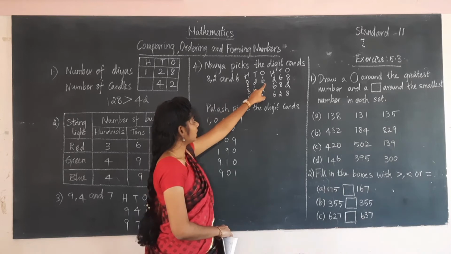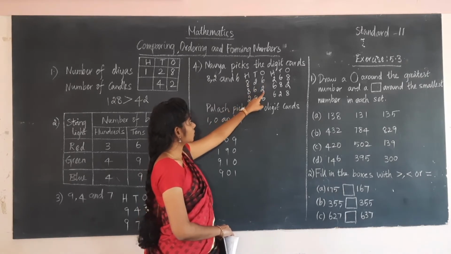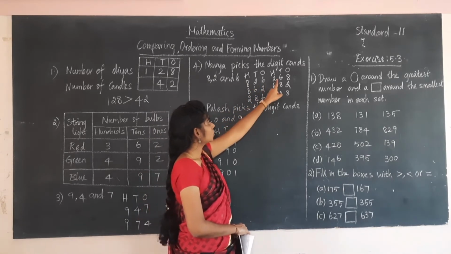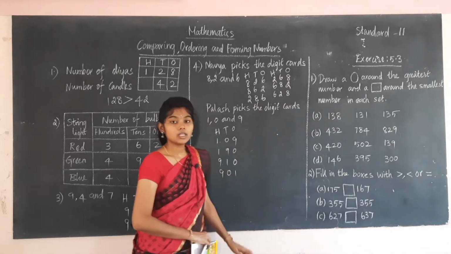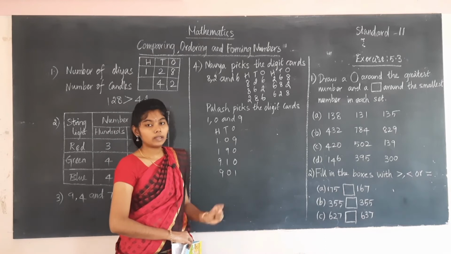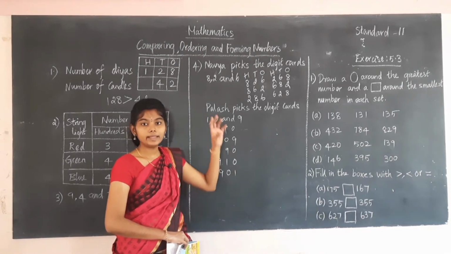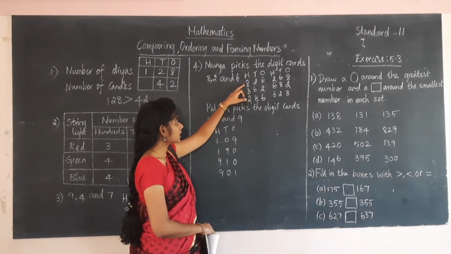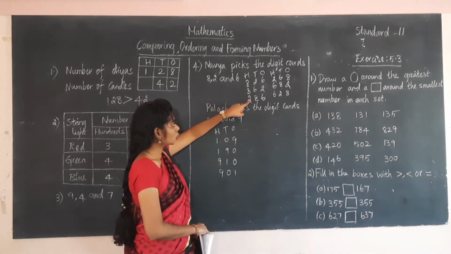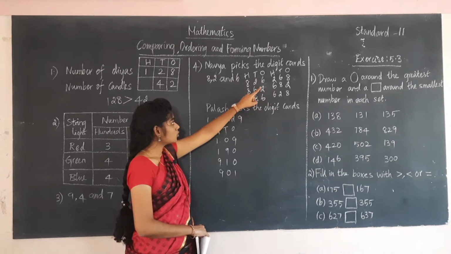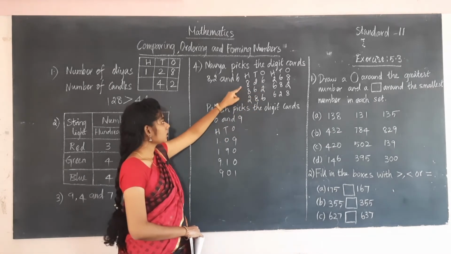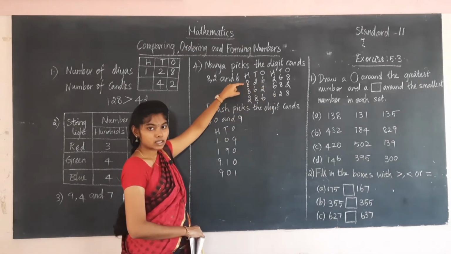So 826, and here 862, 286, 268, 682, 628. So first what we have to do, we have to compare the numbers. Where we have to compare? In the hundreds place. See, to the hundreds place, here it is 8, 8, 2, 2, 6, 6. So by these numbers, which one is the greatest one? 8, 2 or 6? 8 is the greatest one.